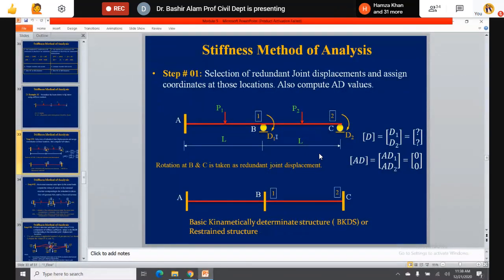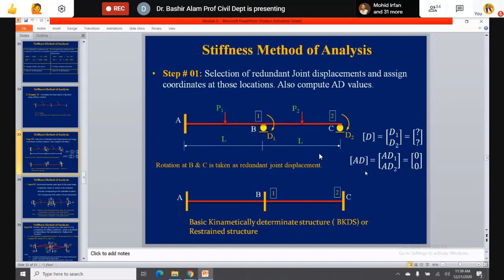So rotation, to make it generalized, now rotation at B, we designate this by D1, and rotation at C, we designate this by D2, and this D1 and D2 are becoming our unknowns. Now remember, again, the D1 and D2, these signs are arbitrary. You can take them clockwise, you can take them counterclockwise, and finally from calculations you will know which one are the correct signs.